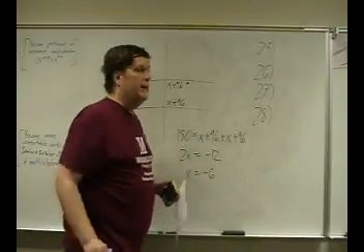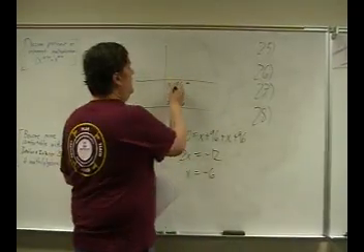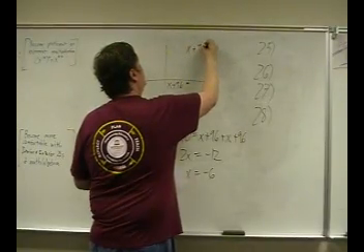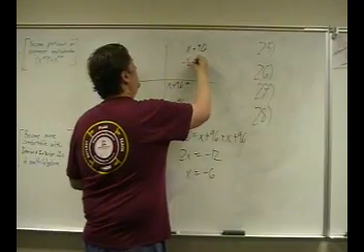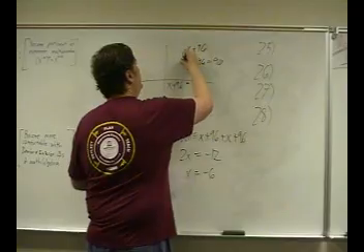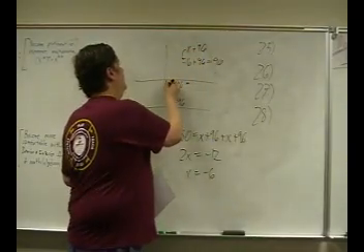x equals negative 6. So to find this angle measurement, x plus 96, we're going to replace x. So negative 6 plus 96 equals 90. So yeah, this angle equals 90.